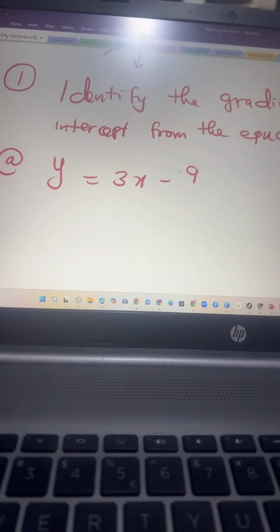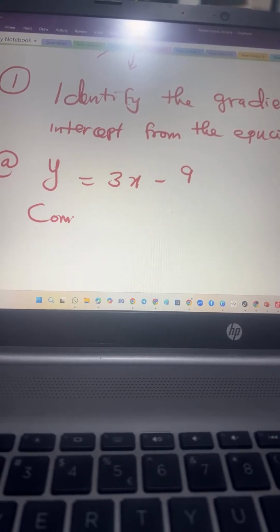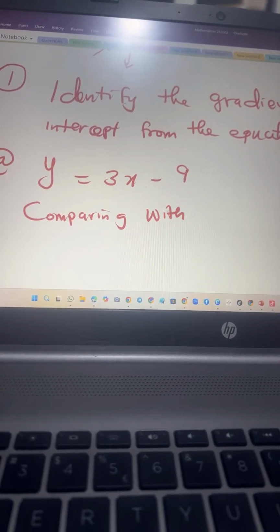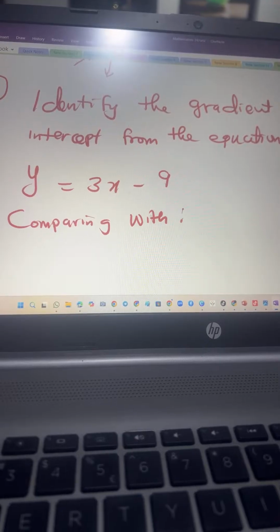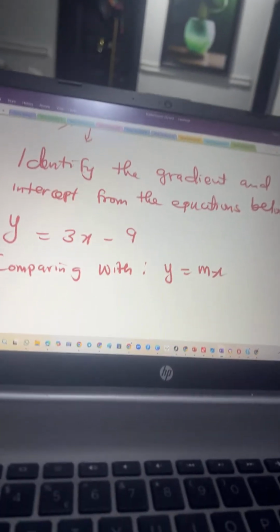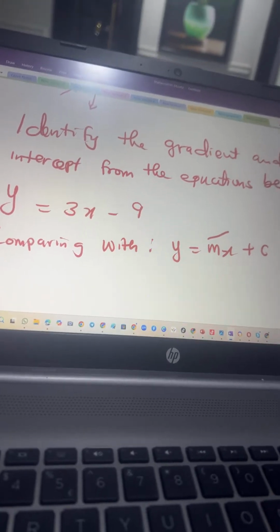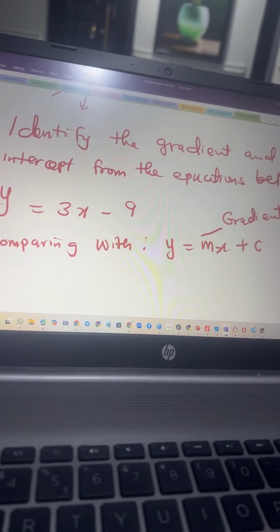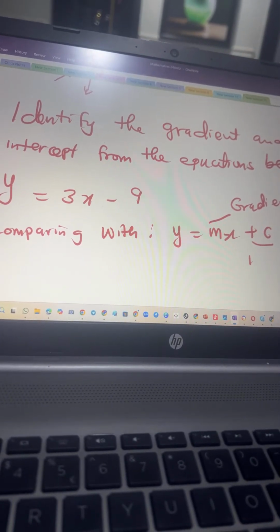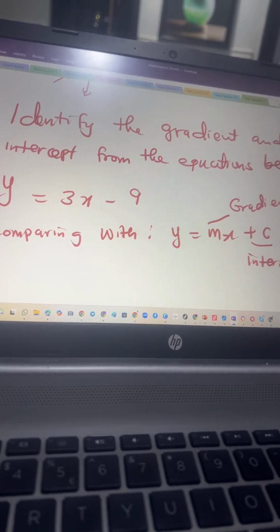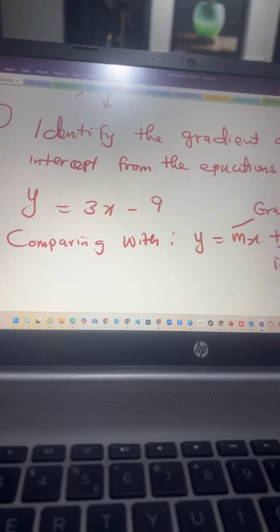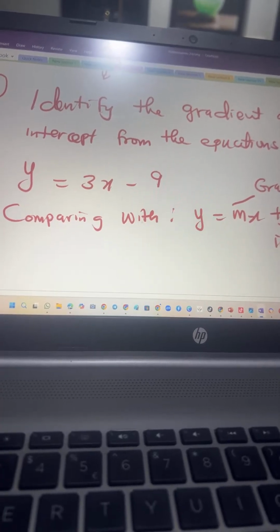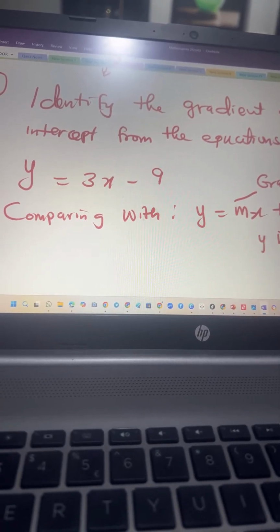So from here now, if you compare it with the general form, y equals mx plus c, this is our gradient, and c here, this positive c, represents the intercept. So the sign is very important. The intercept is where, we say y-intercept, that is where the line is crossing the y-axis.